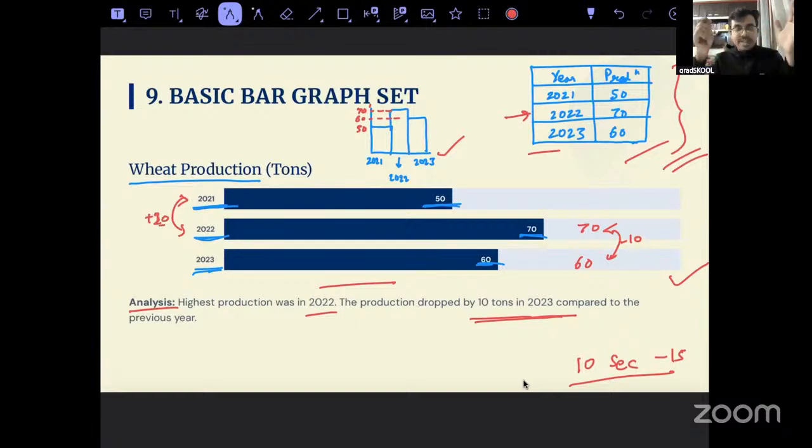These are the 4 basic graphs. Again, I'll tell you: tables, line graphs, bar charts or bar graphs, and pie charts. If you understand how to read the data, if you understand how to make tables, graphs, pie charts or whatsoever, then for the LRDI sets, your life becomes very, very easy.